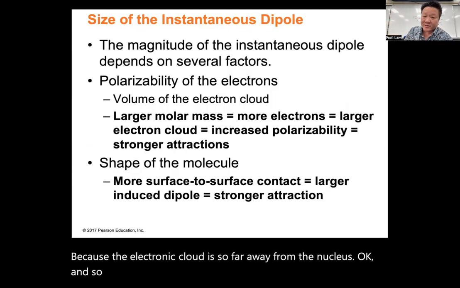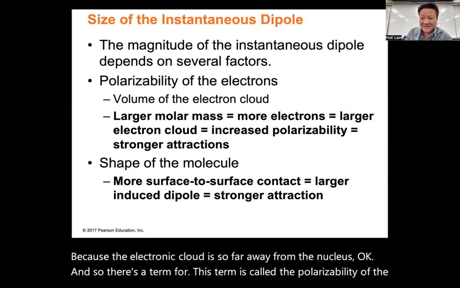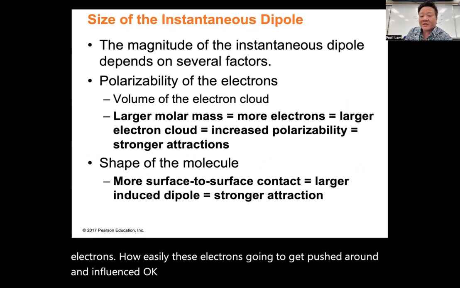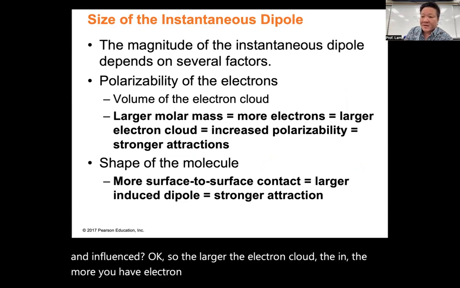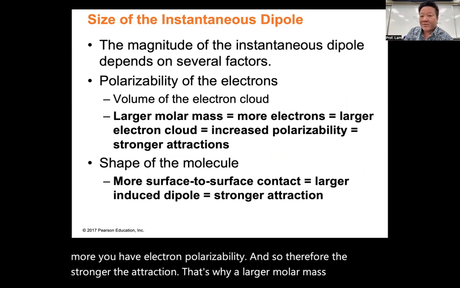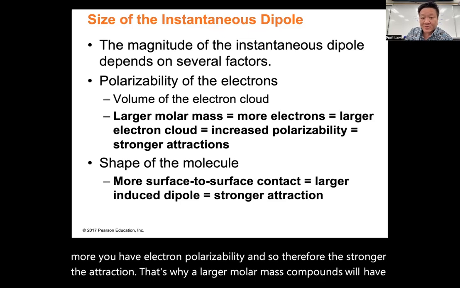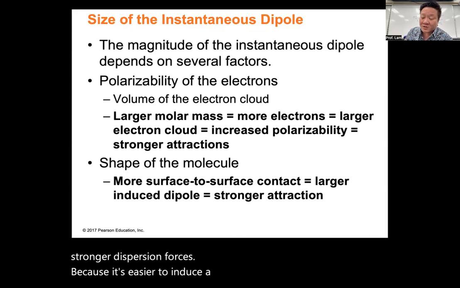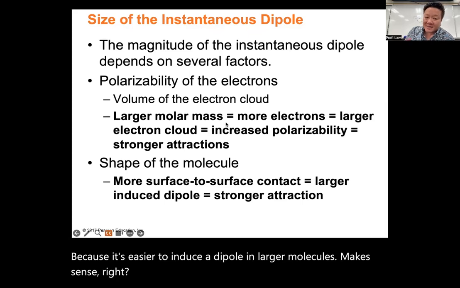And there's a term for this. This term is called the polarizability of the electrons: how easily these electrons can get pushed around and influenced. So the larger the electron cloud, the more electron polarizability, and therefore the stronger the attraction. That's why larger molar mass compounds will have stronger dispersion forces, because it's easier to induce a dipole in larger molecules. Makes sense, right? So that's size, one thing.